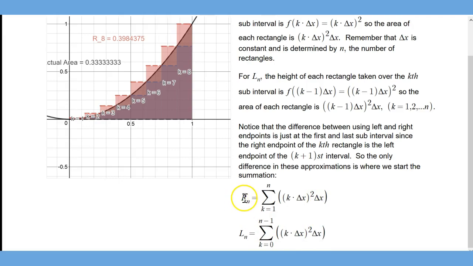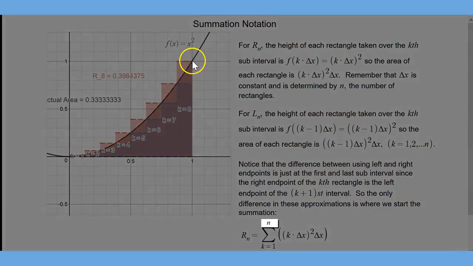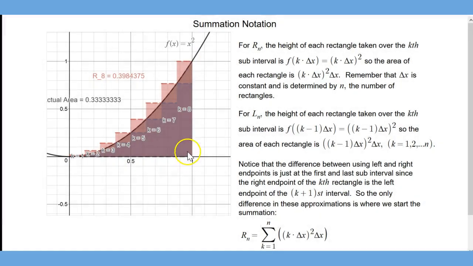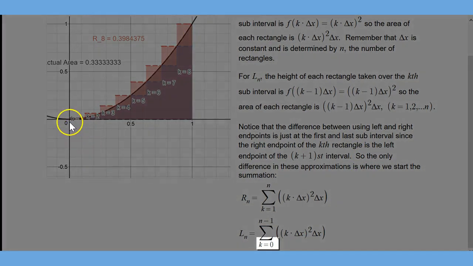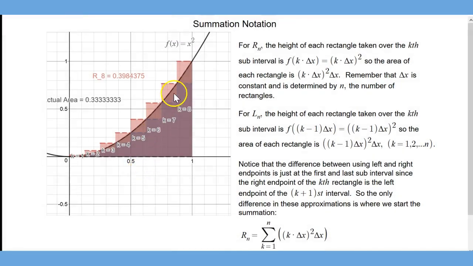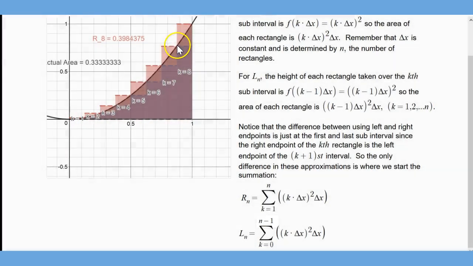But for the right estimation, I'm starting at 1, and I'm ending at n times delta x units. I'm ending up here at the right endpoint, whereas for my left endpoint, I'm starting at 0, and I'm ending at n minus 1 times delta x units.